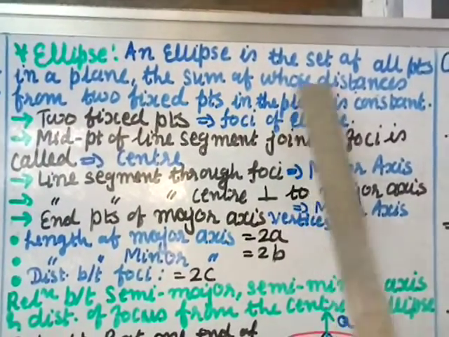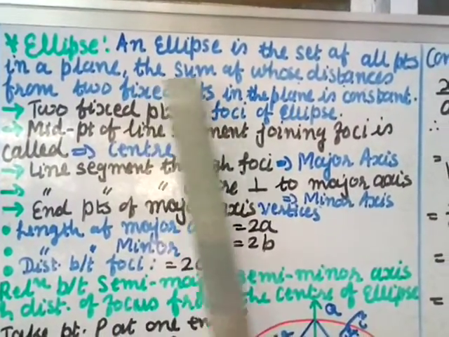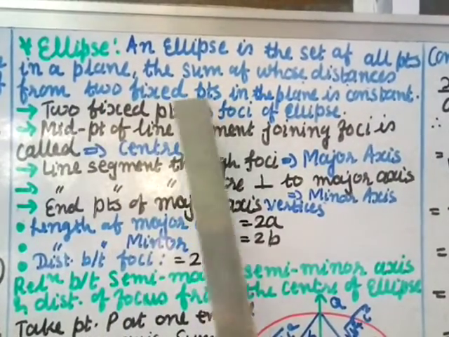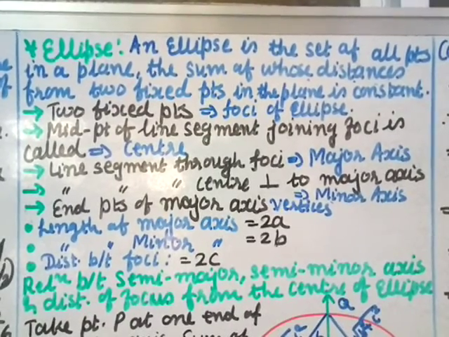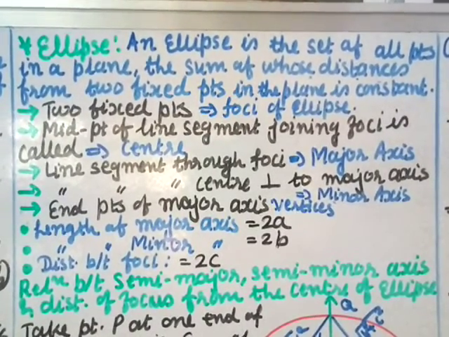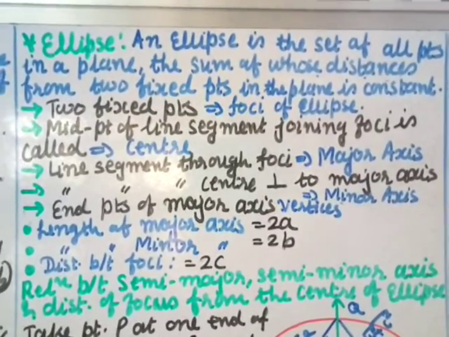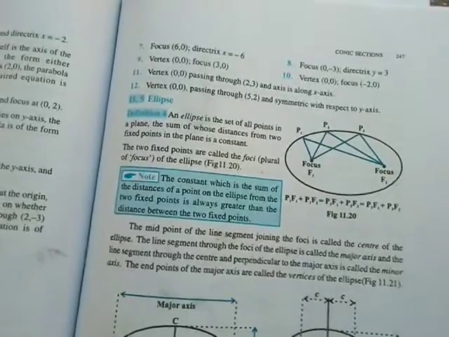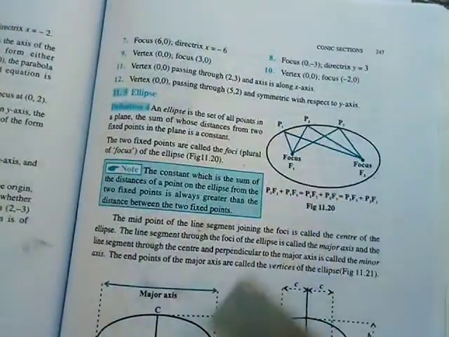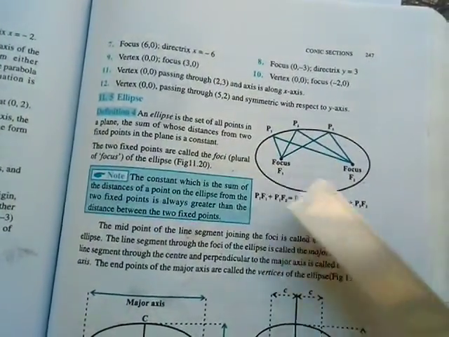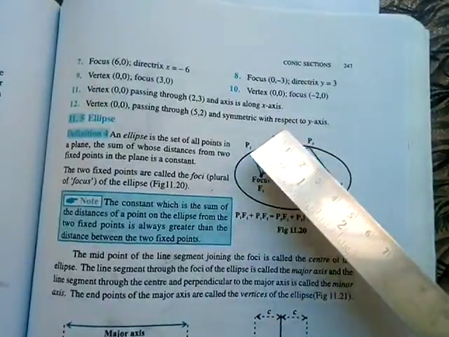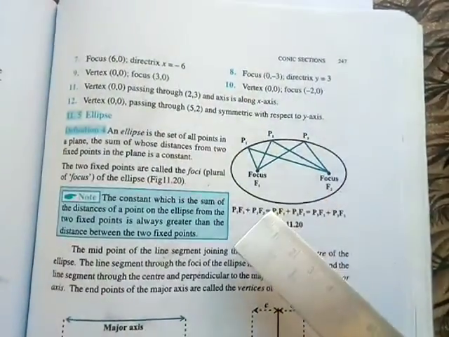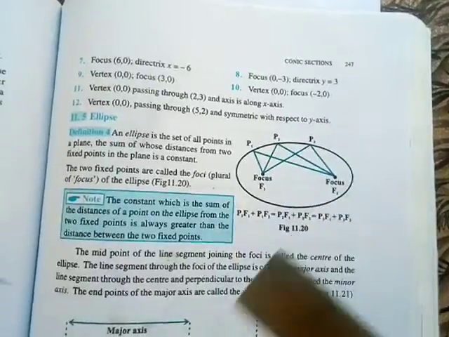An ellipse is the set of all points in a plane, the sum of whose distances from two fixed points in the plane is constant. So an ellipse is a collection of points whose distances from the two fixed points in the plane will always be constant. In this figure you can see there are 3 points P1, P2, P3. There are two fixed points F1 and F2. If you take the sum of the distance of P1 from F1 and F2, then the sum of the distance of P2 from F1 and F2, then the sum of the distance of P3 from F1 and F2 will be constant.